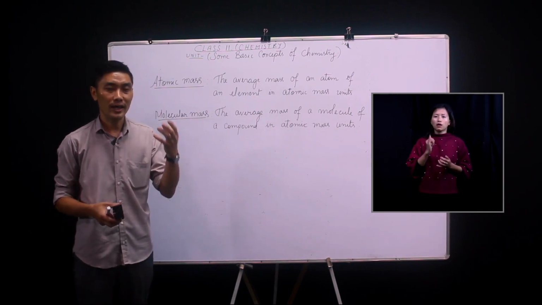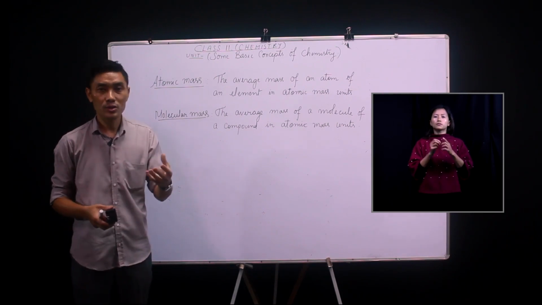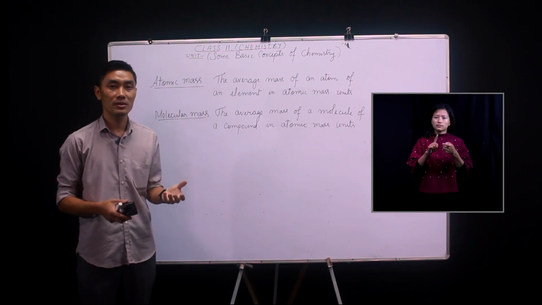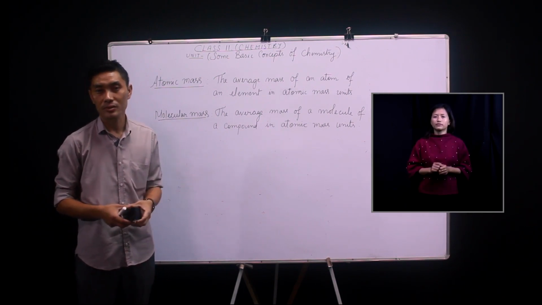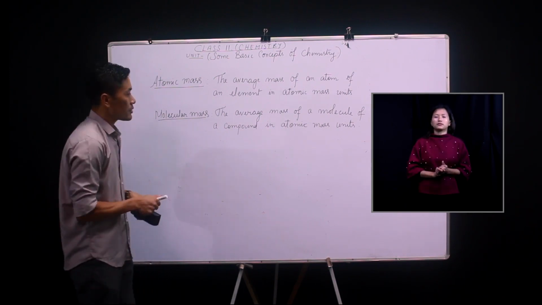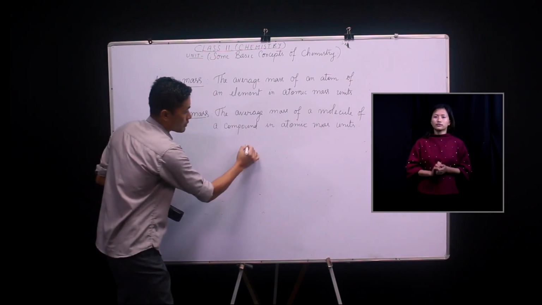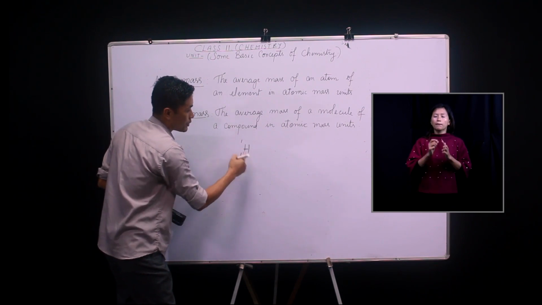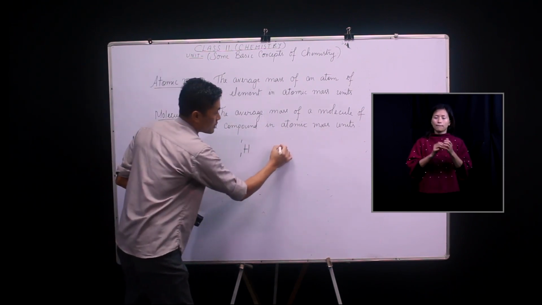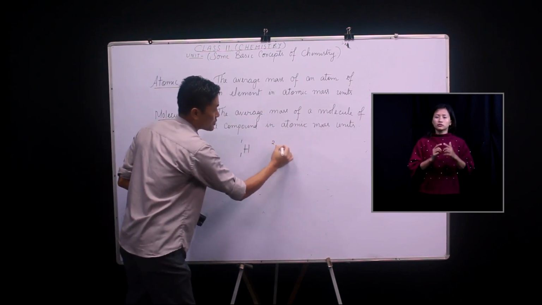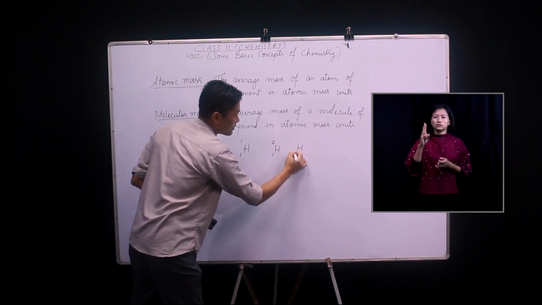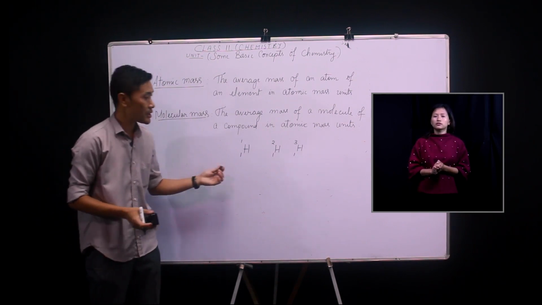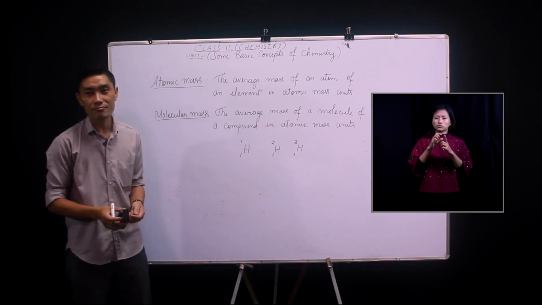Now isotopes are atoms of the same element which have the same atomic number but different atomic masses. So if we have hydrogen, hydrogen has three isotopes. One is protium with mass 1, the other is deuterium with mass 2, and another one with mass 3, which is called tritium. These are the three isotopes of hydrogen.